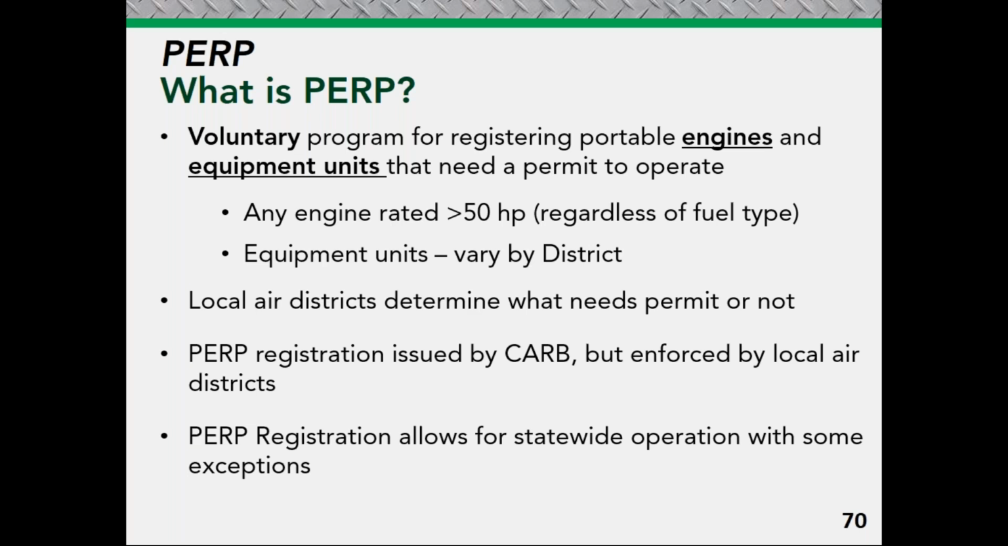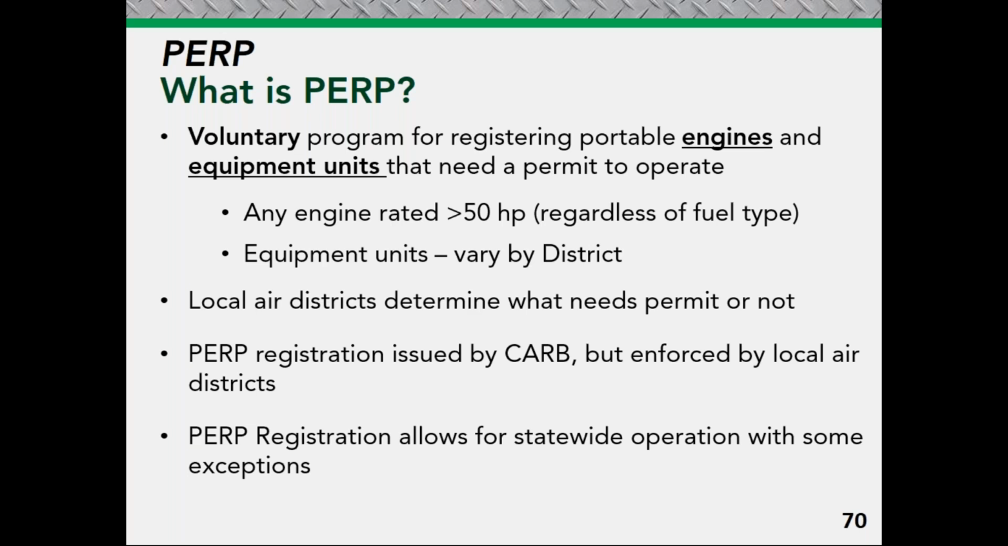And that's where another issue is created, because we actually will allow two different types of equipment to be in this registration program. One of them is very easy: portable engines. This would be any engine rated greater than 50 horsepower. It doesn't matter what kind of fuel it runs on, as long as it's greater than 50 horsepower, a portable engine, and meets certain other conditions, we will allow this in this registration program. Everybody can understand that. The part that most people have trouble with is something called an equipment unit.